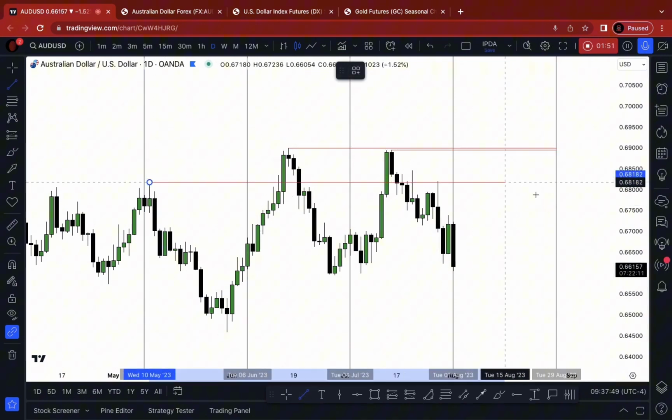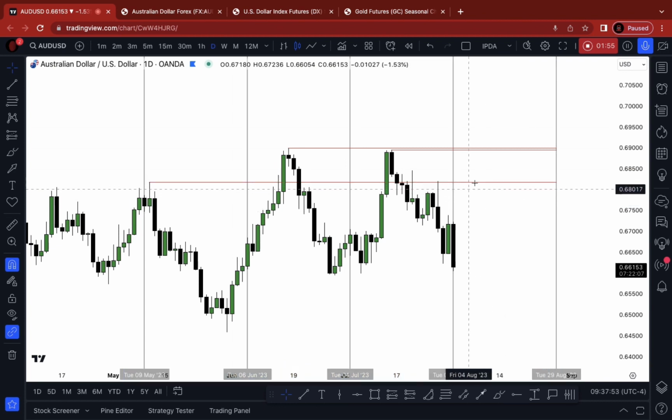Now this has already been broken, but it can be used as an old high. And if price were to somehow find its way up here, there could be a sensitive reaction here, a nice scalp opportunity there. Now we have the low points.